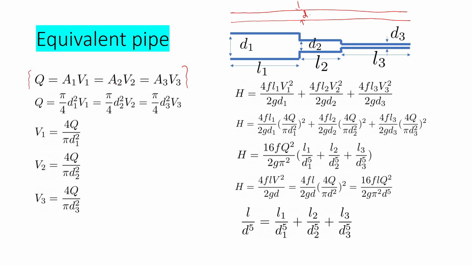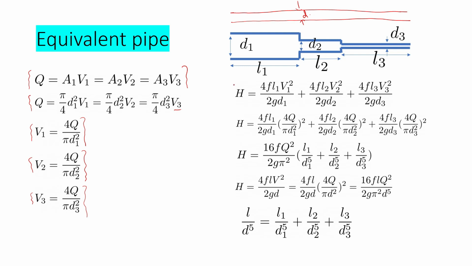A1 V1 is equal to A2 V2 is equal to A3 V3, and this Q is equal to pi by 4 D1 square into V1 is equal to pi by 4 D2 square into V2 is equal to pi by 4 D3 square into V3, because area is equal to pi by 4 D square. So you can write V1 is equal to 4Q by pi D1 square, V2 is equal to 4Q by pi D2 square, V3 is equal to 4Q by pi D3 square.